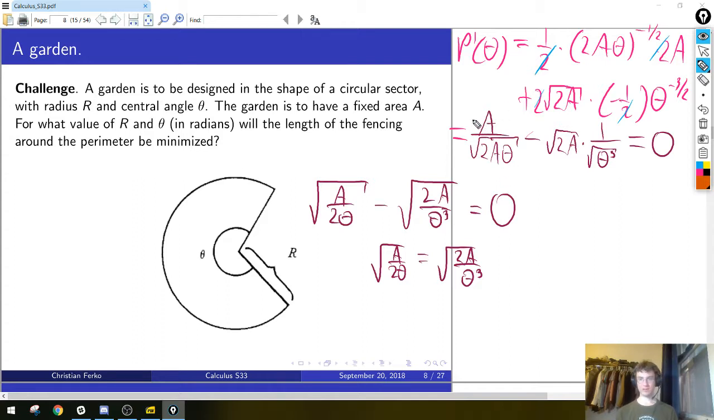I want you to be careful. I think moving the a under the square root is better because it makes it clearer that these a's are going to drop out. In this last step, we have square root of a on both sides, and it seems like those drop out. So probably the right next step is to solve for theta. I can rewrite this as square root of 1 over 2 theta equals square root of 2 over theta cubed, right? So I think we can solve for theta pretty quickly from this step.